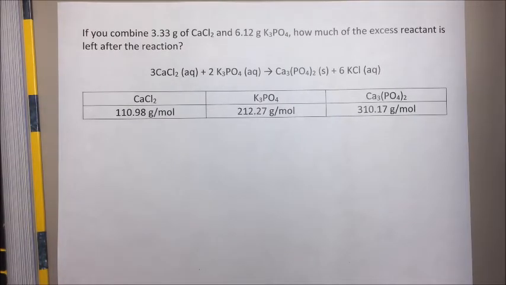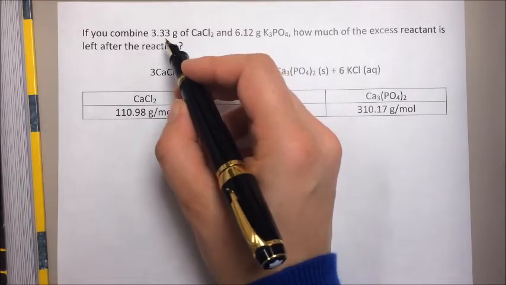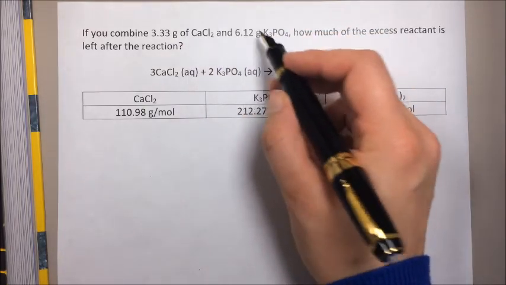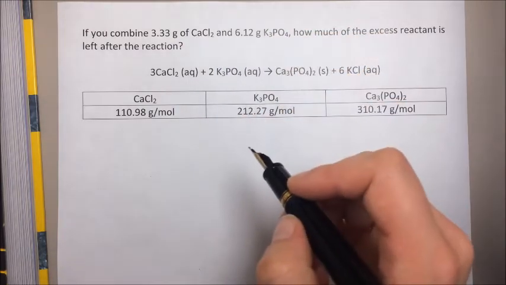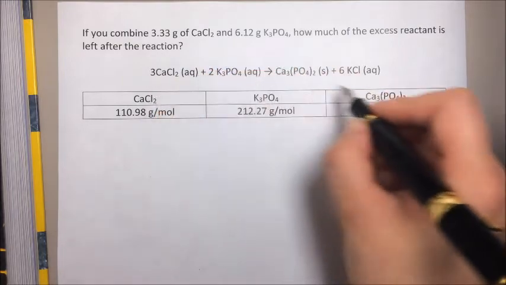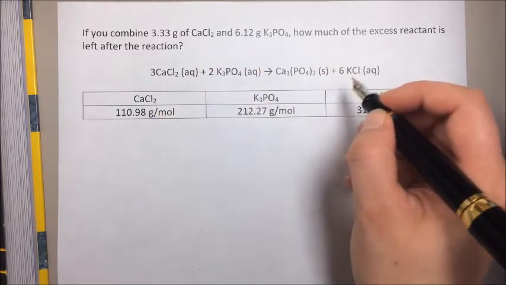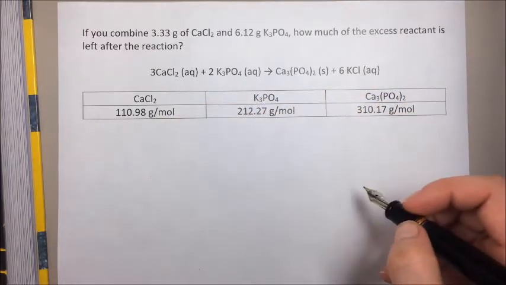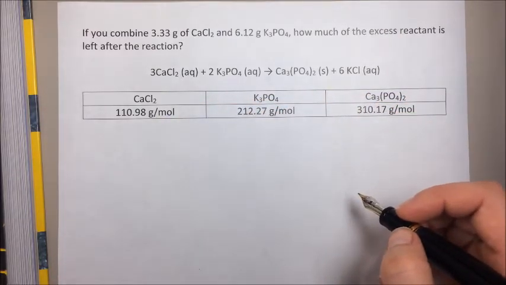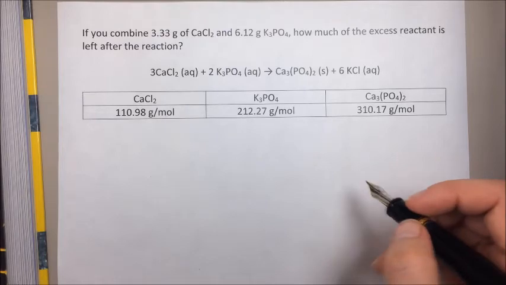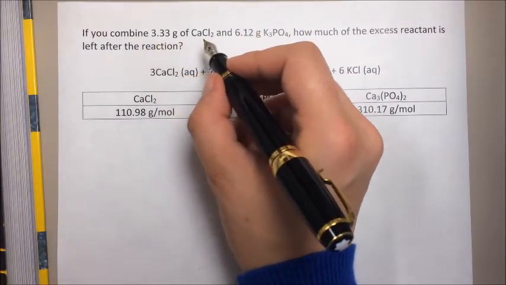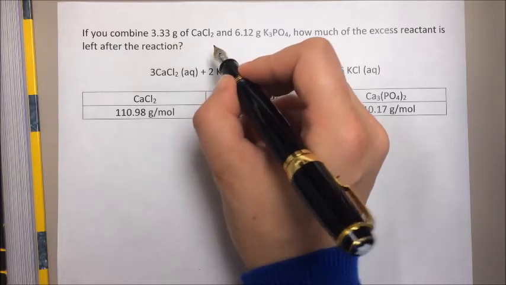Now we're going to use the theoretical yield method to determine the limiting reagent if we have 3.33 grams of calcium chloride that we're trying to react with 6.12 grams of potassium phosphate. We have our balanced equation. You can check out the other video I put up today if you want to find out how I got it. And we've got the molecular weights of several of the compounds in this equation. Let's get started. First, we're going to calculate the theoretical yield of calcium phosphate from this amount of calcium chloride.